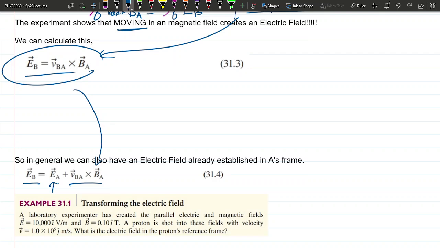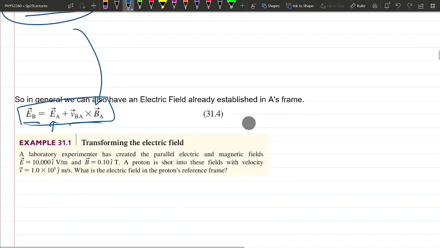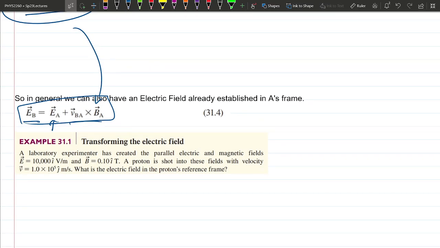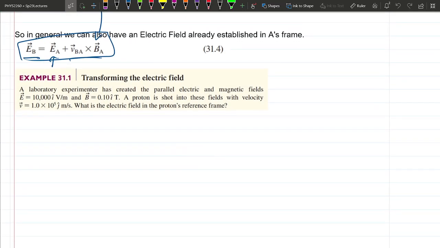So this is the first formula we're going to use to calculate the electric field from Brittany's point of view, if we have an electric field and also a magnetic field in Alex's point of view. We measure these things in a frame, but then we can predict what it looks like in someone else's frame of reference. Let's do a quick example to solidify this.